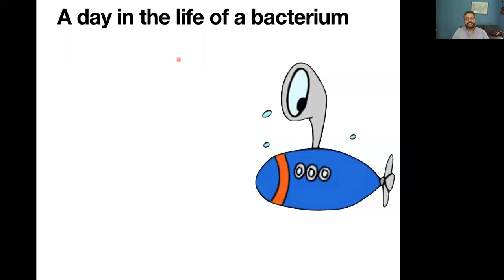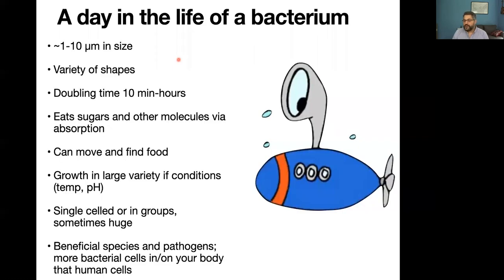So just let that sink in as you go to sleep tonight. If I said anything interesting, this one should just astound you. If you've not thought about what these tiny objects can do, it's time to think about it, because it is really amazing. So just to give you some general facts about bacteria, they're microns in size, up to tens of microns. They come in a variety of shapes.